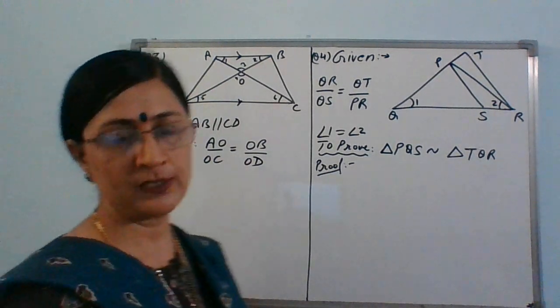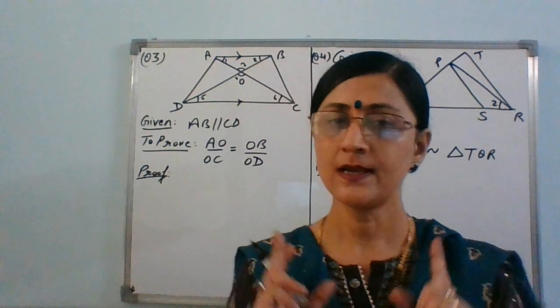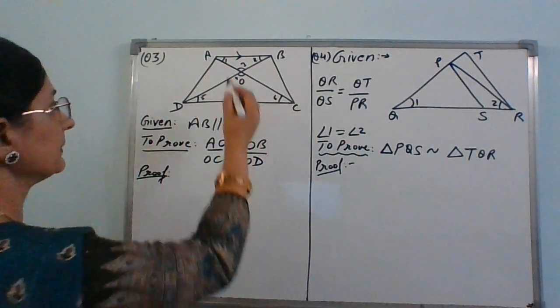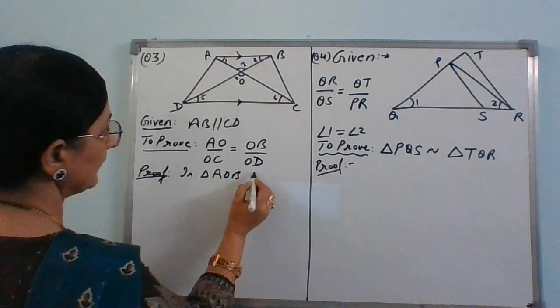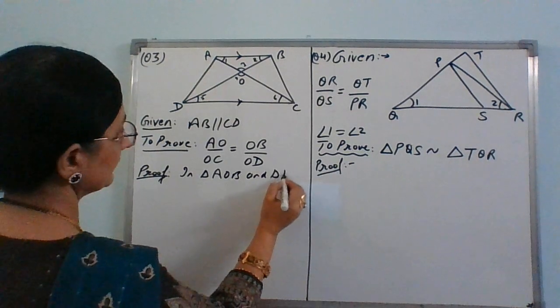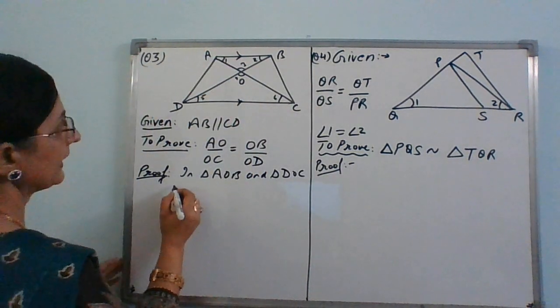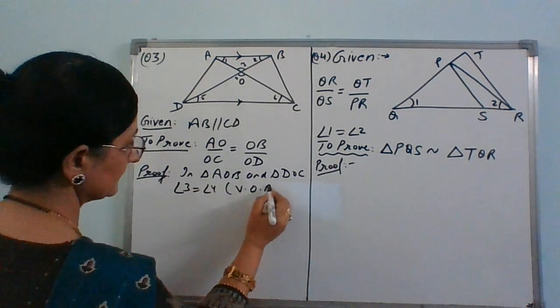Sides should be in ratio, right? To prove the sides in ratio, we have to prove the two triangles similar, right? Which two triangles? The upper one, triangle AOB and triangle DOC. The lower one is these two triangles, right? So angles are equal. Angle 3 is equal to angle 4. What is the reason? Vertically opposite angles.